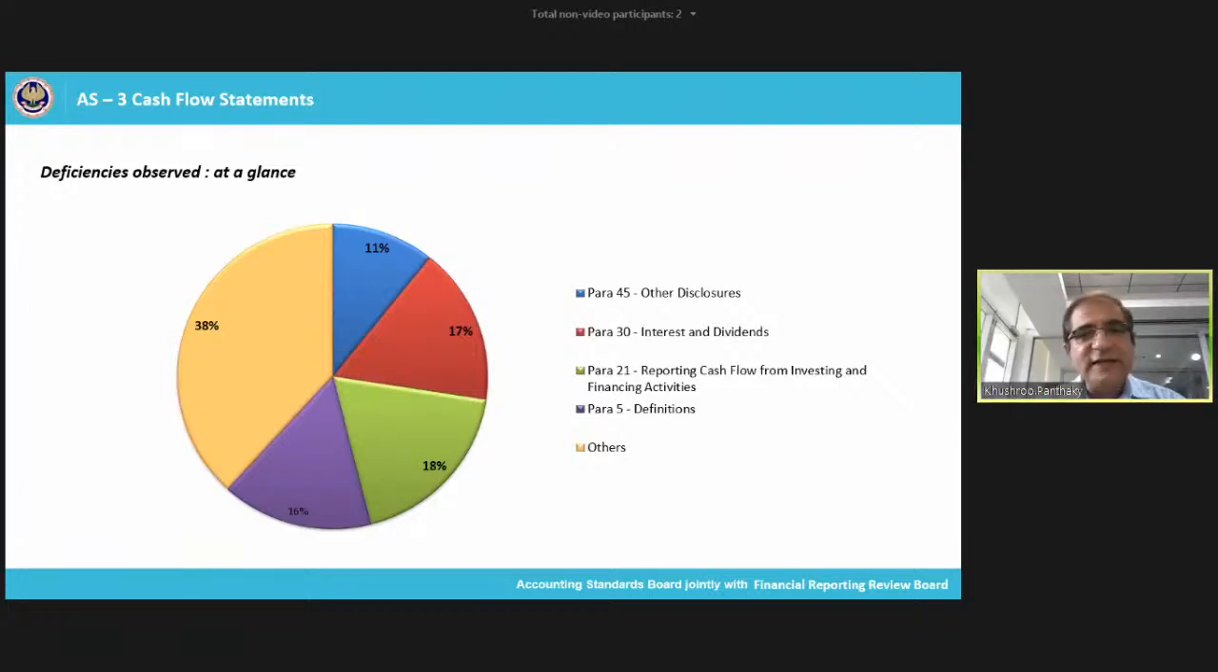A good amount of 16% is also in relation to some of the misapplication of the definitions forming part of the cash flow statements, which is not coming out well in your financial statements. See, cash flow statement is a very, very important and integral part of the financial statements. The standard is very clear on the format in which it needs to be presented and on the disclosure requirements as well. And if you do not follow, then these become errors in your financial statements, and therefore these errors get reported when FRRB or any other regulatory authority does this review. And of course, around 38% of the errors are basically others, which means general in nature.